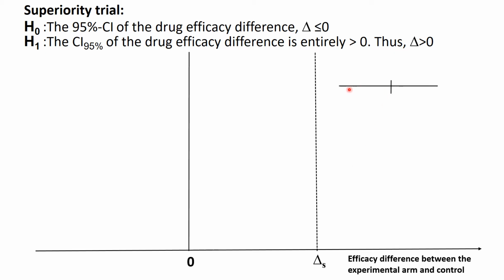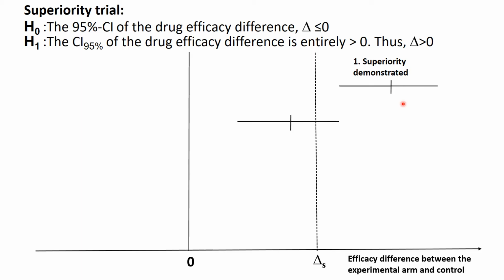Let's look at it. We can see that the lower boundary and the upper boundary, the whole of it, is actually greater than 0. So it's definitely demonstrating what? Superiority. Clap for yourself, you had it right.